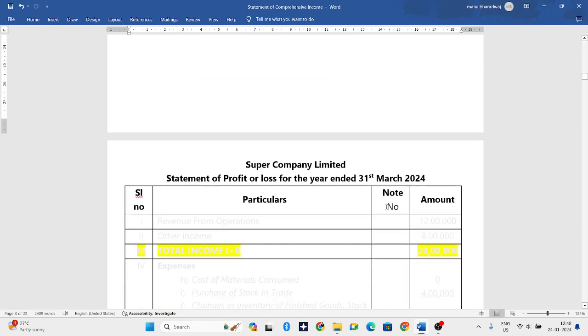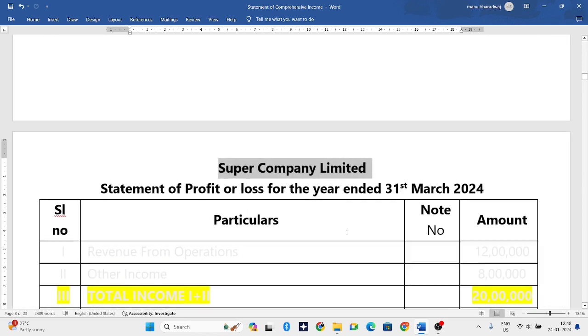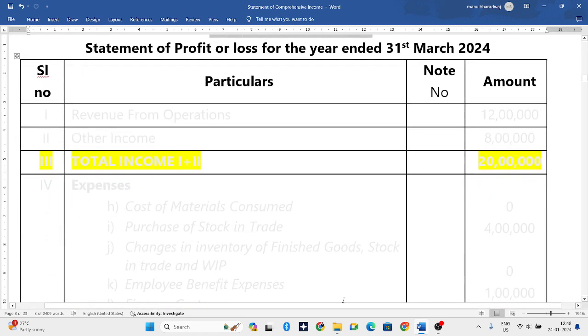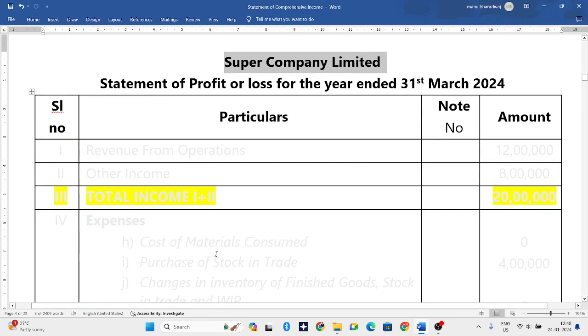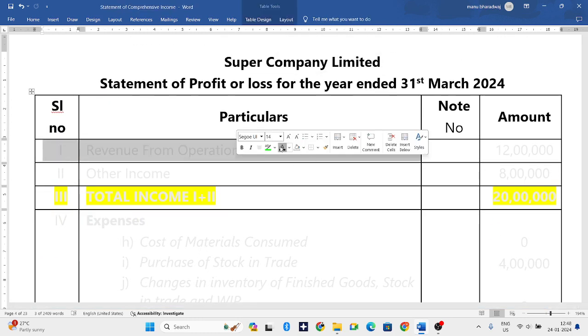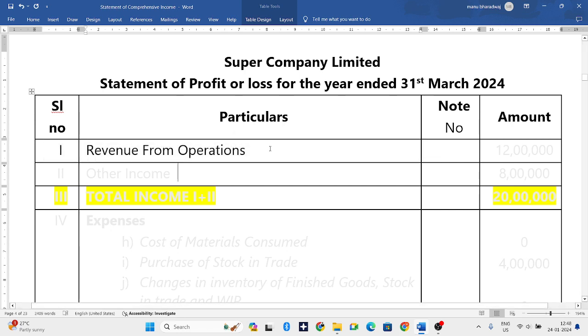So this is the format. On top, you have to write Super Company Limited profit and loss account for the year ended 31st March 2024. So one by one, we will solve very slowly. First, we always need to take revenue from operations. It is nothing but our sales. We consider it as sales.